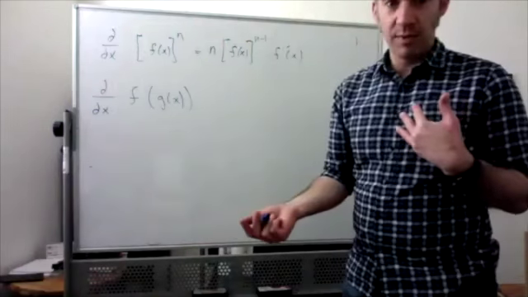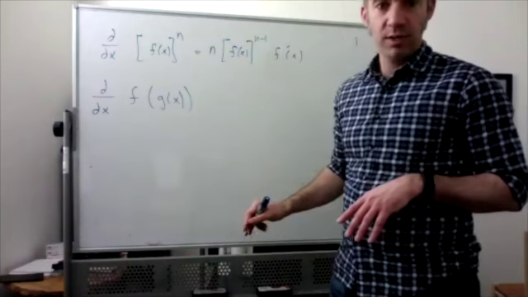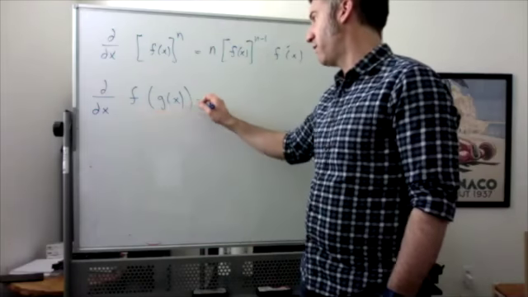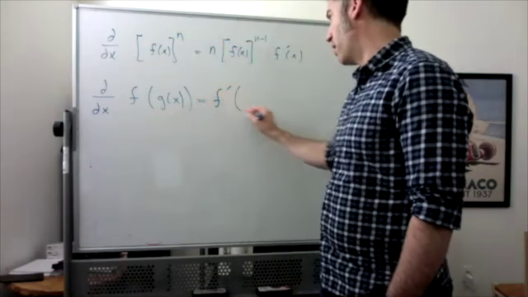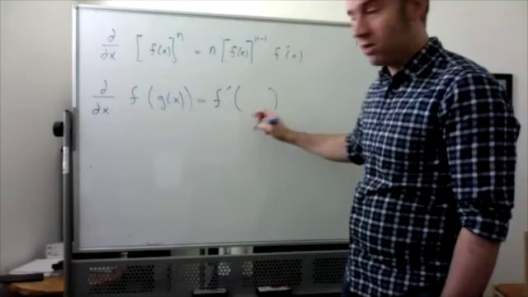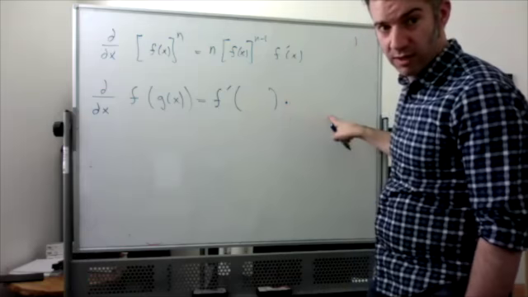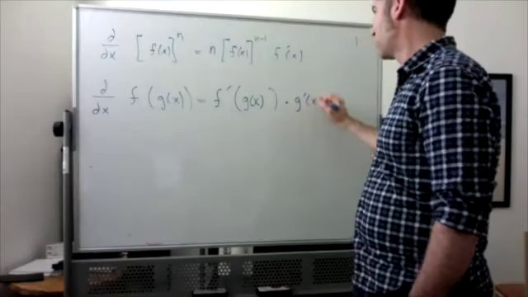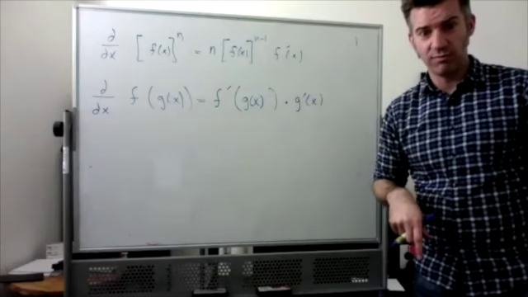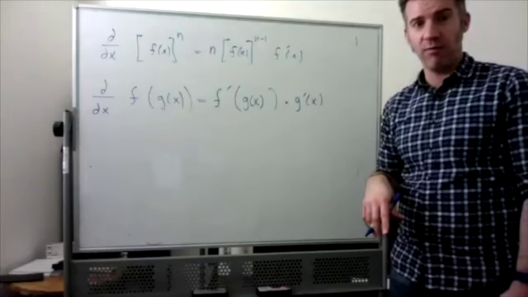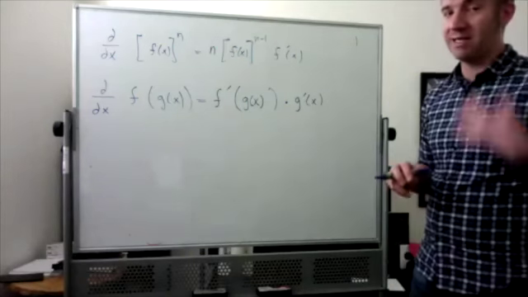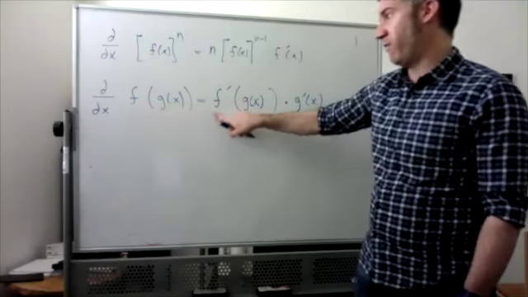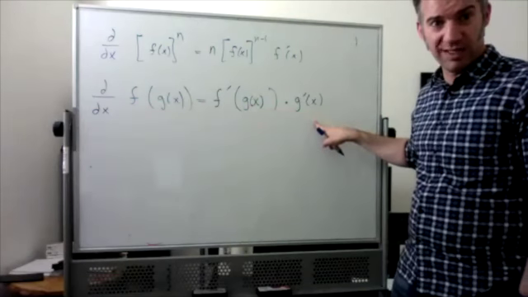So the idea is the same. Take the derivative of the outermost function, leave the insides alone, and then multiply by the derivative of the inside. So the derivative of f of some stuff is f prime of the stuff, leave the stuff alone, but then multiply by the derivative of the stuff. That's the chain rule. The derivative of f of g of x is f prime of g of x times g prime of x. Or as I will usually say, the derivative of f of some stuff is f prime of the stuff times the derivative of the inside stuff.